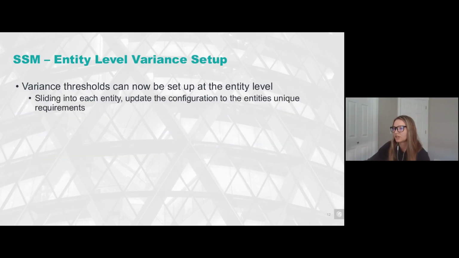And next, other new item that I'll touch on here is entity level variance setup. So when it comes to conversion threshold variances, you can now set up those to be individual per entity. So you would update the configuration at the entity level versus the top level, so you could make them different amongst each entity.